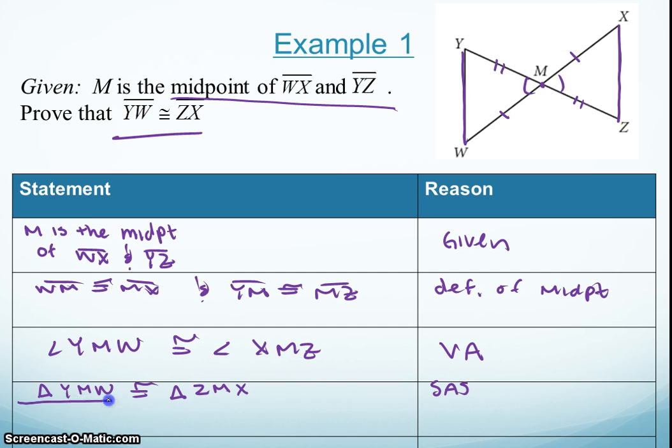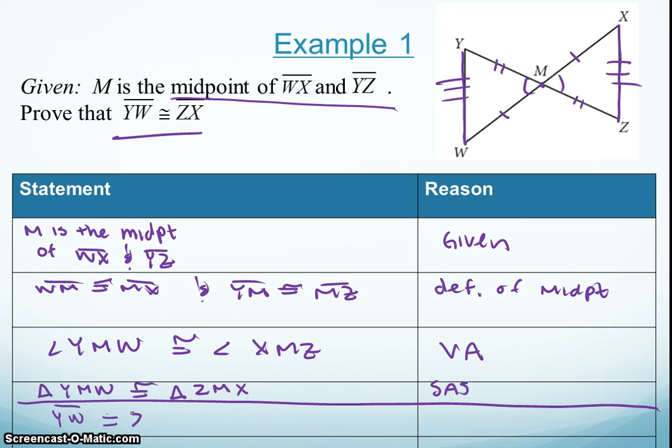And then I need to fit in my last line, which got cut off on the screen. So now that these two triangles are congruent, I know that these corresponding sides are congruent. YW is congruent to ZX, which is what I wanted to prove. YW is congruent to ZX. CPCTC. The corresponding parts of congruent triangles are congruent. Okay, so I showed the two triangles are congruent, so I know all their corresponding parts are congruent, which is what we wanted to prove there.